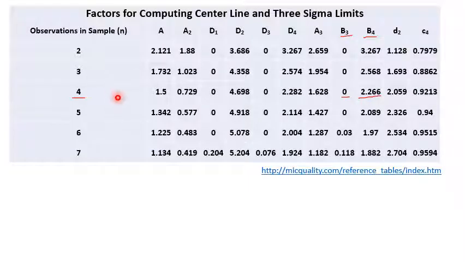Here again I show you how to take the values of B3 and B4 from this table. It is given in the question that n is 4, so at n equal to 4 we see that B3 is equal to 0 and B4 is equal to 2.266, and the reference of this table is this website.